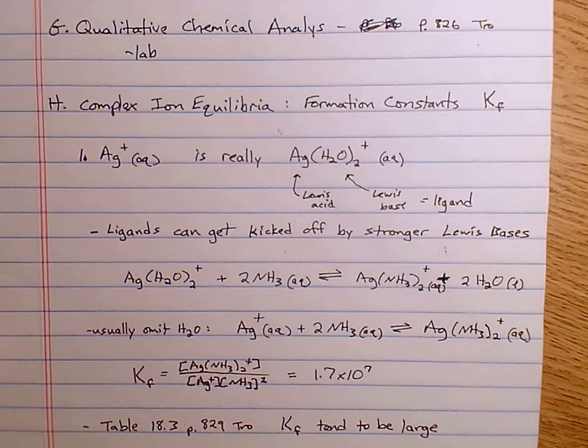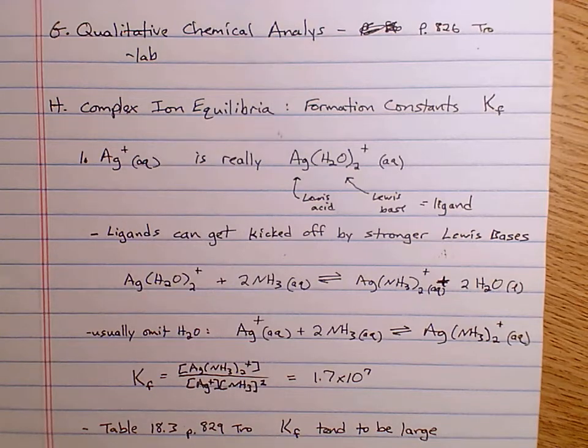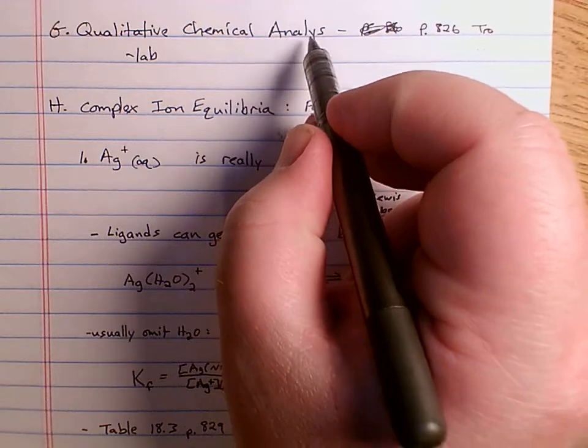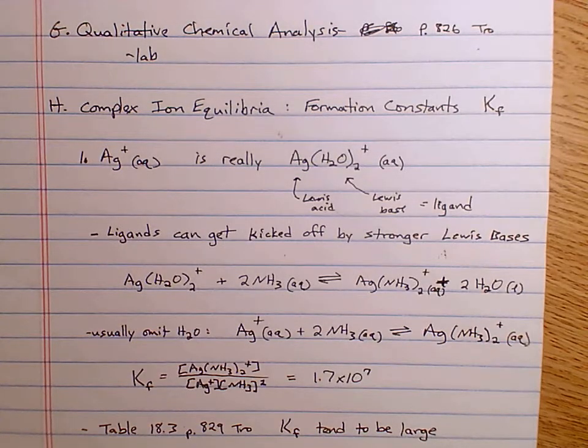All right, the next section in the TRO textbook is qualitative chemical analysis. Normally we'd be doing that in the lab. So the Chem 132 lab has a whole last part on qualitative chemical analysis, and it has to do a lot with our precipitation reactions.